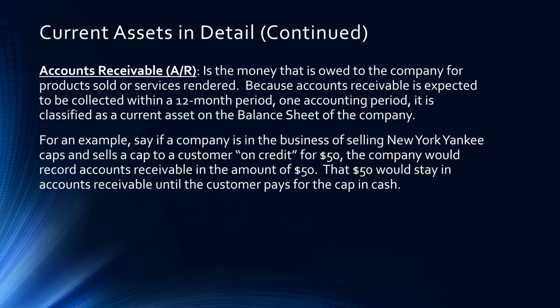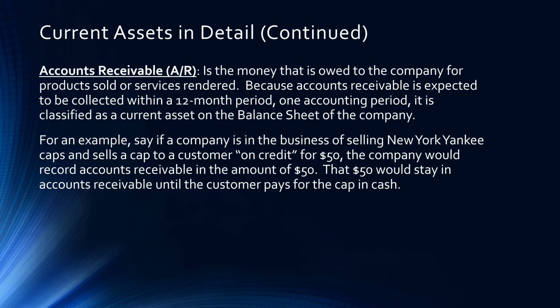Accounts receivable, or AR, is the money that is owed to the company or person for products sold or services rendered to the customer. Because accounts receivable is expected to be collected within a 12-month period or one accounting period, it is classified as a current asset on the balance sheet of the company. Remember, as we discussed in lesson number 1, accounts receivable is a current asset because it's readily convertible into cash.